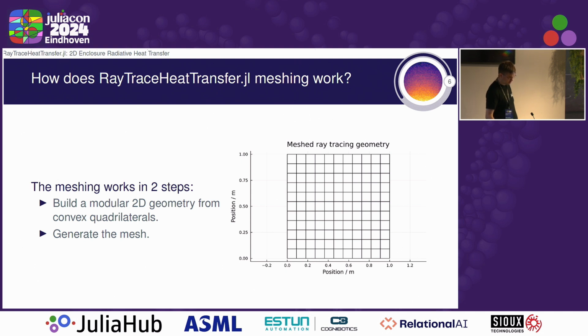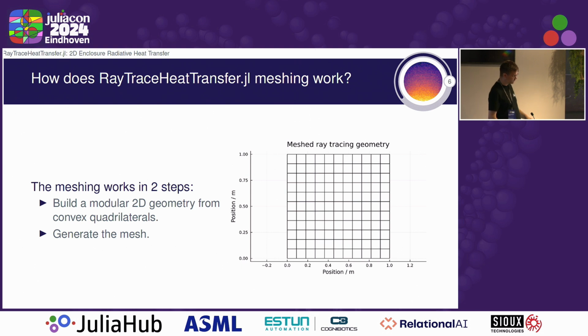Then how does it work? The package, first we mesh, and we build it modularly, from convex quadrilaterals. We build one at a time, plot it, and then add another one, and each time we specify if the boundaries are solid, impenetrable, or open. So we can actually build a very complex domain from these definitions.